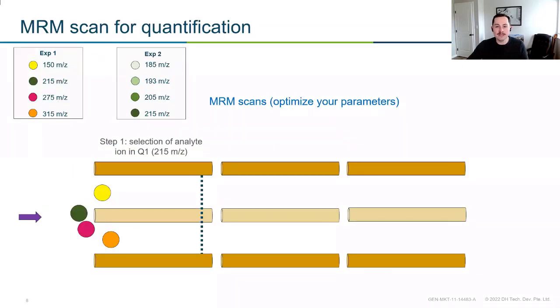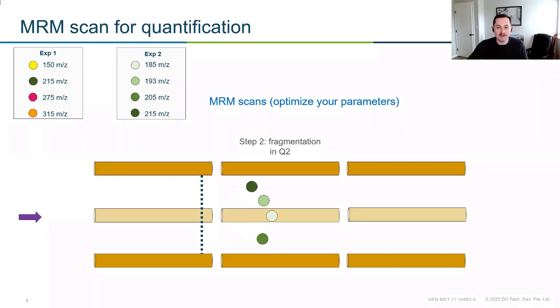So just as a little bit of a reminder from last session, we're building our MRM method. So the first thing we need to do is identify our parent. In this case, we have a parent of 215. So our Q1 is going to filter out everything that's not 215. We then need to go ahead and create some fragmentation. So we're going to do that in Q2 with a collision cell. So fragmentation is going to take place.